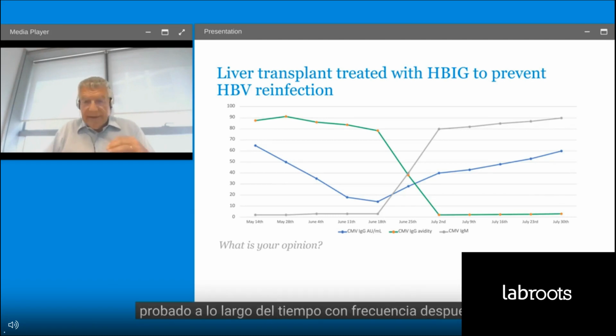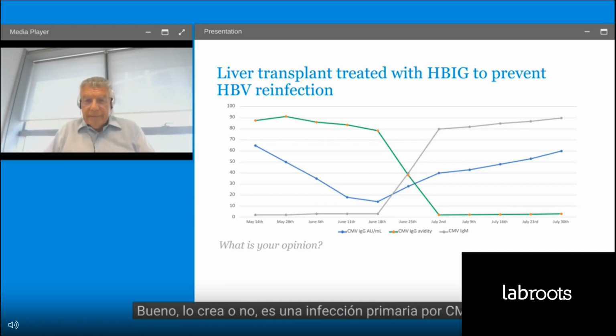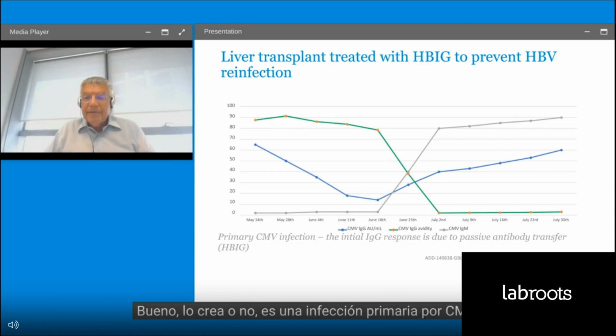Tested frequently over time after transplantation, as you see, you have this, that is the IgG to CMV, positive at the beginning, going down, then up again. Avidity was very high at the beginning, then abruptly became very low. And IgM was negative, sorry, at the beginning of the observation, then tested positive throughout the whole testing period here. So what is this? Well, believe it or not, this is a primary CMV infection.